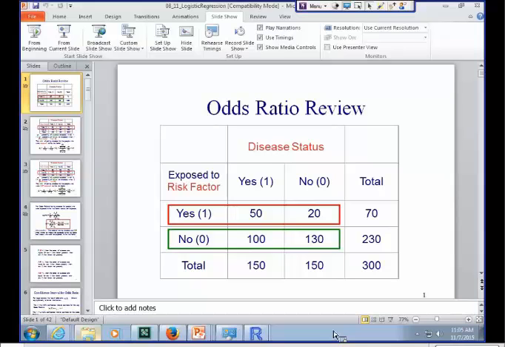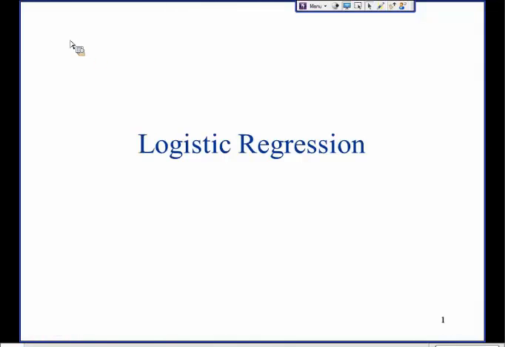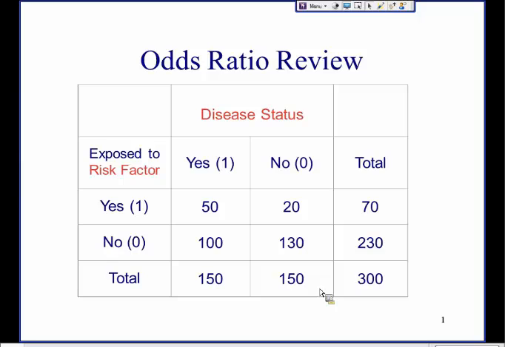This next hour, we're going to review logistic regression. I'm going to do a quick review of the odds ratio, because odds ratio estimation is a really good product or result from logistic regression. So I hope you remember the odds ratio.